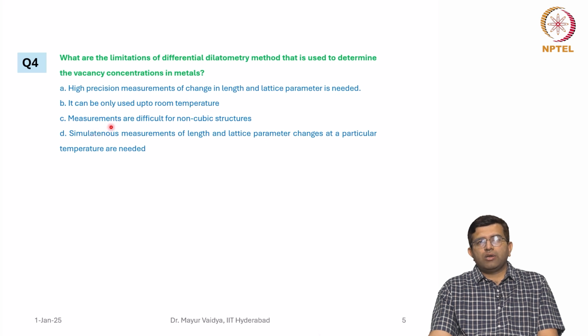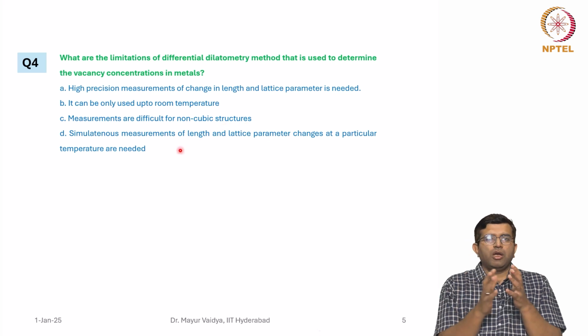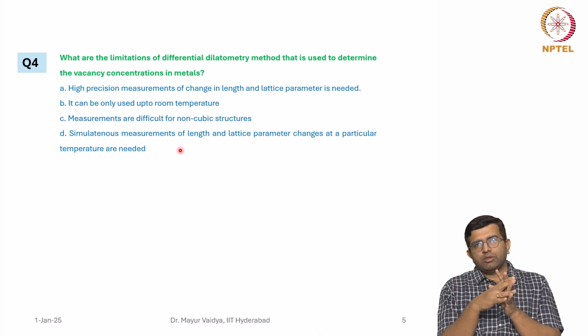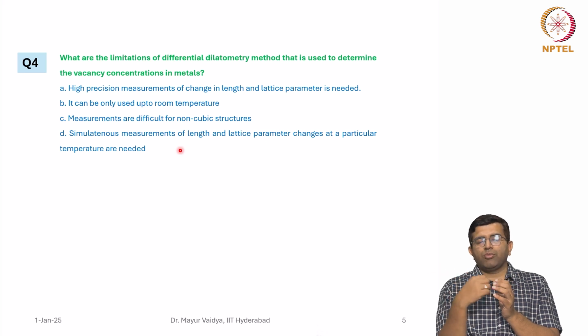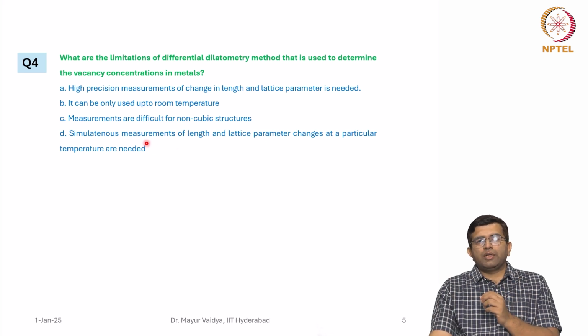The third is measurements are difficult for non-cubic structures. Yes, because we usually multiply by a factor of 3 when we want to convert to the volume expansion and so on. But in the non-cubic structure, because the expansion is not uniform in all directions, the measurements become difficult. Then, simultaneous measurements of length and lattice parameter changes at a particular temperature are needed.